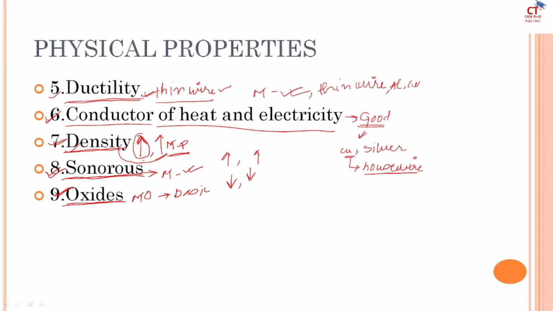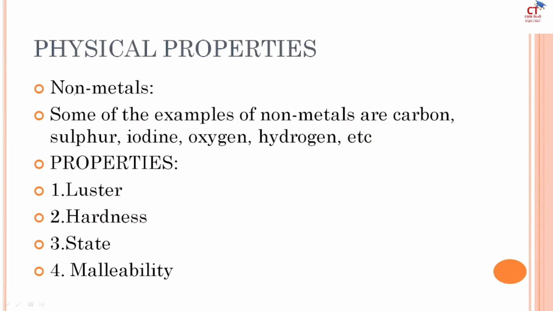Okay? Now let's move forward and learn about the physical properties of nonmetals. What are the examples of nonmetals? Examples of nonmetals are carbon, sulfur, iodine, oxygen, hydrogen, etc. Let's look into their properties. Number 1, lustre, that is the soft glow. Do nonmetals show this? No, they are basically non-shiny. But there is an exception, that is iodine.